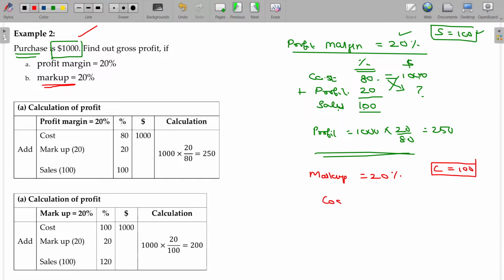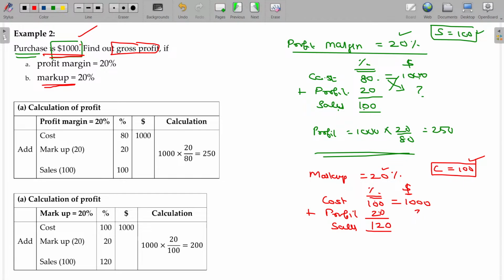So, cost plus profit, then you will get the sales. In the percentage and dollar column, cost is assumed to be 100, profit is the given value, sales should be 100 plus 20, 120. Now, purchase information 1000 is given, you have to find out the gross profit. Purchase means cost, so you have to equate with this one.